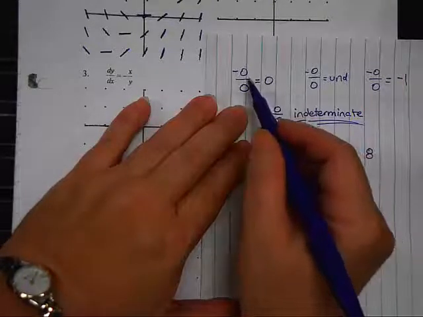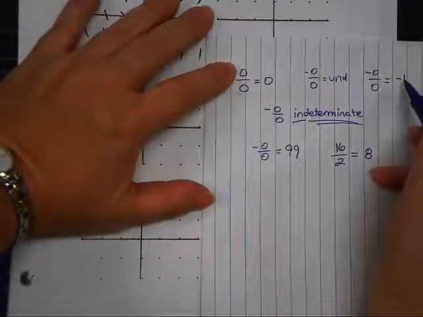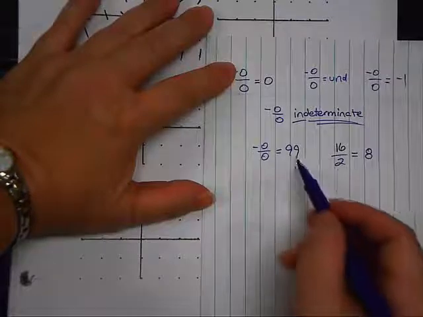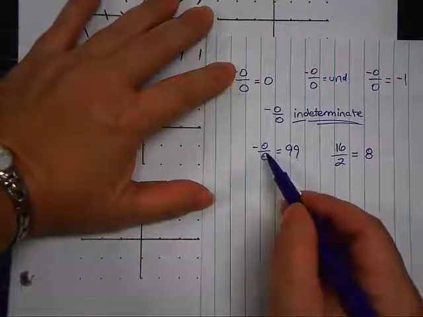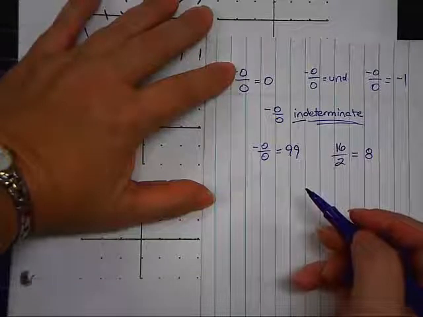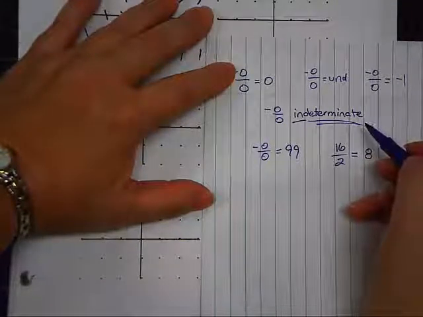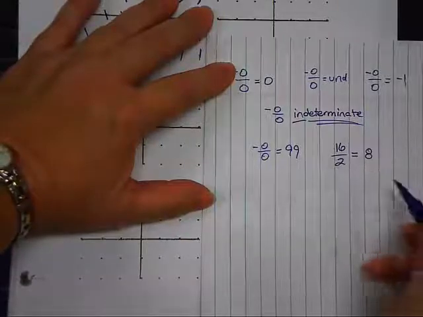Does 0 times 0 equal 0? Yes. Forget the negative. Does negative 1 times 0 equal 0? Yes. Does 99 times 0 equal 0? Yes. Does anything times 0 equal 0? Yes. That's why it's indeterminate. You don't know what it is. It could be anything. Okay?